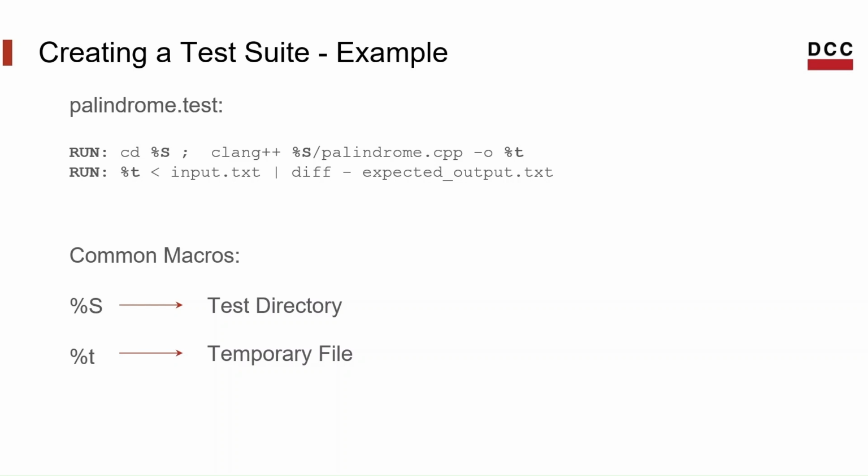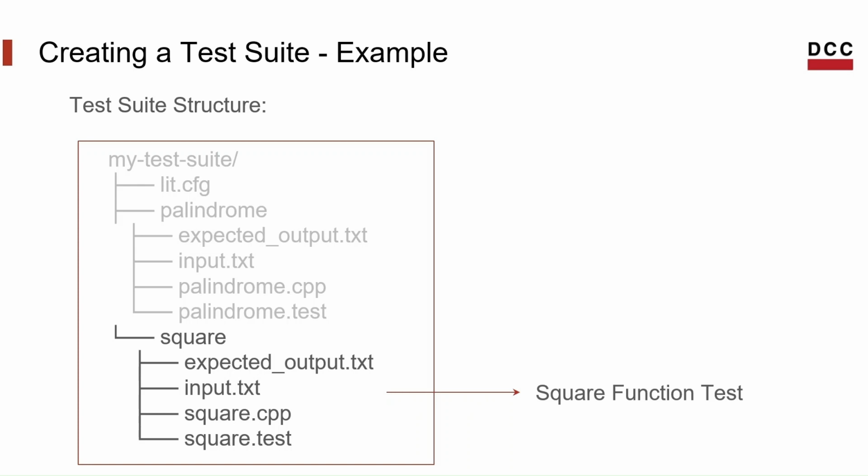And comparing with the expected output. The last thing you need to know is that the exit code of the last line of code, so in this case, the comparison of the output with the expected output, will indicate if the test passed or not. So if the exit code is 0, it will pass. And if the exit code of this line is 1 or any number different from 0, the test will not pass. And for the square program, I'm doing the same thing.